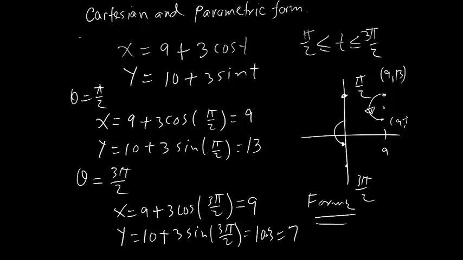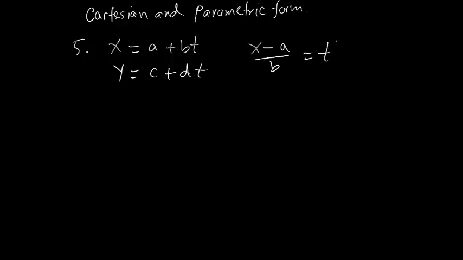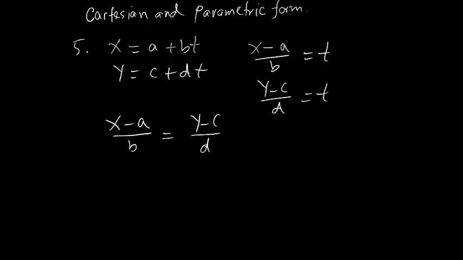Example 5. I have 5 forms and I'm giving you 5 examples. You are given x equals a plus bt, y equals c plus dt. We need to identify what it is. First find t from the first one: x minus a over b equals t. From the second one, y minus c over d equals t. So they are equal.